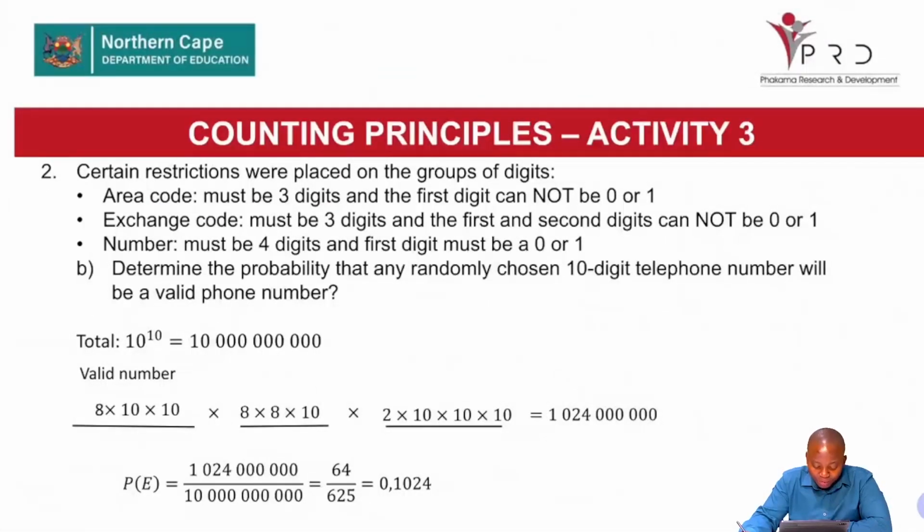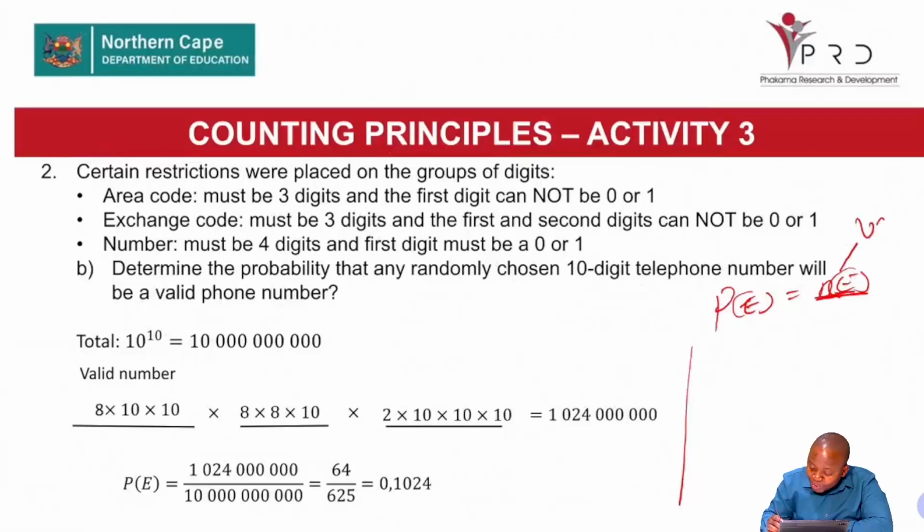Right, let's go. Determine the probability at random that a chosen cell phone digit will be a valid number. How is it going to be a valid number? We're going to start by saying the probability of an event is equal to the event over the total outcomes. The event in this case is the one of it being valid. The probability of S is the total. With the total, it doesn't matter whether it's valid or not.